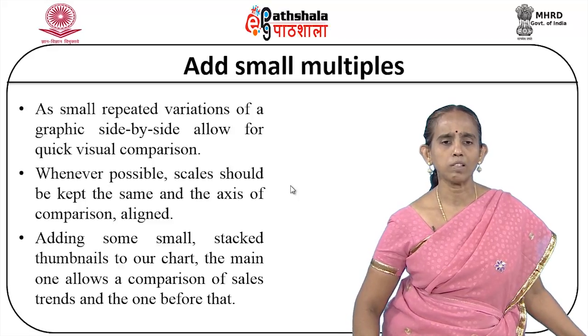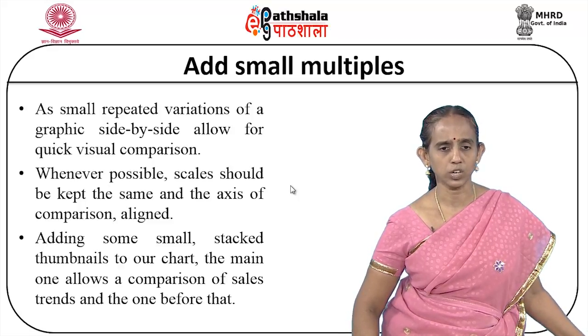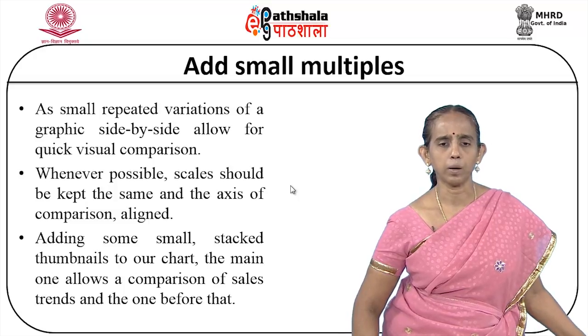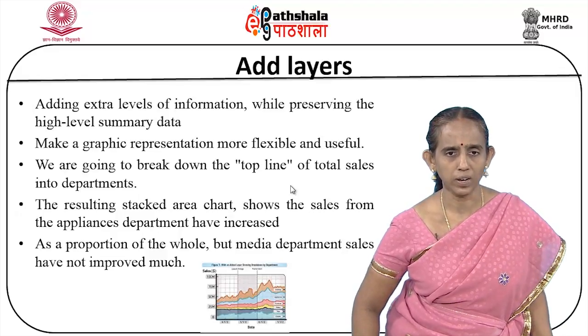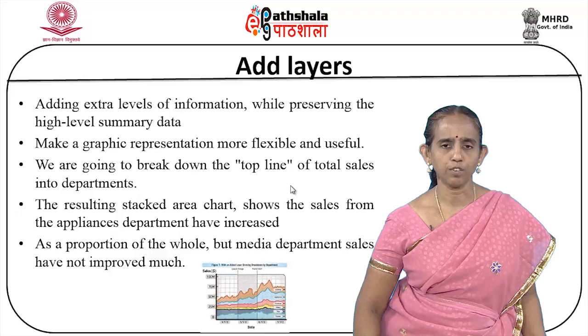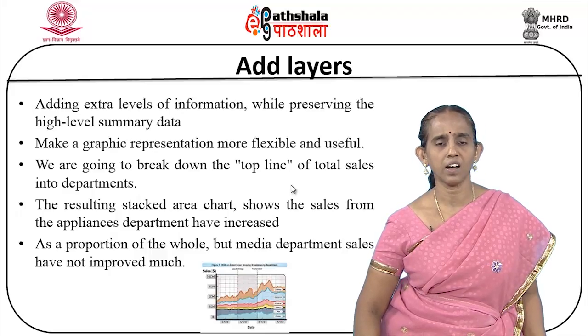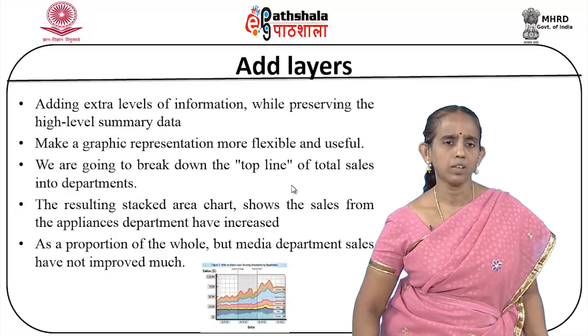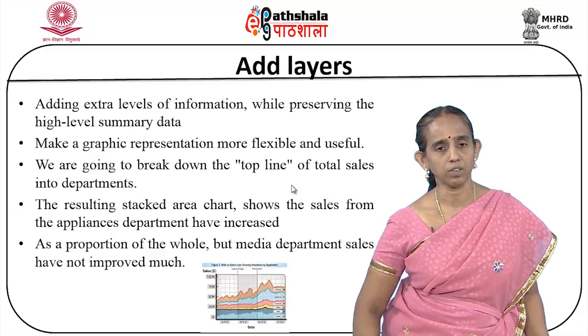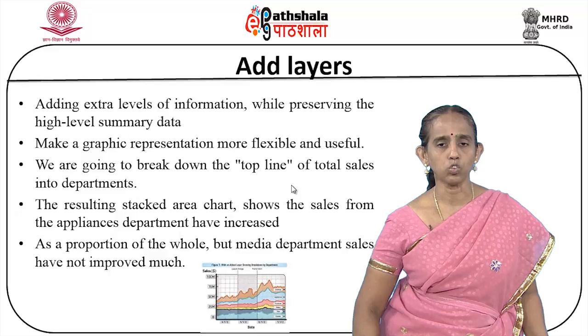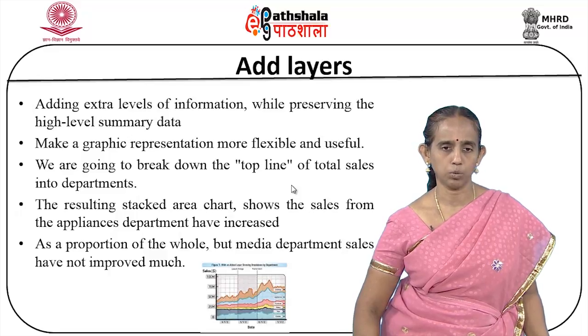Adding some small stacked thumbnails to our main chart allows a comparison of sales trends with the one before that. We can add layers to the existing visual. We can add an extra level of information while preserving the high level summary data. We can make a graphical representation more flexible and useful. We are going to break down the top line of the total sales into departments.